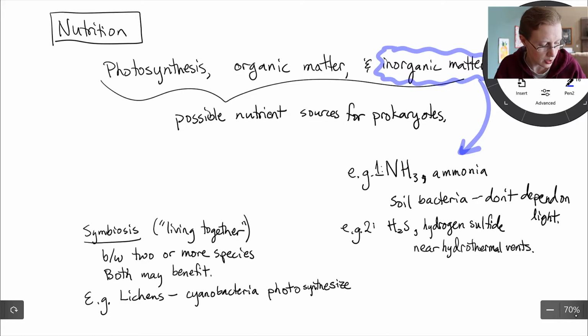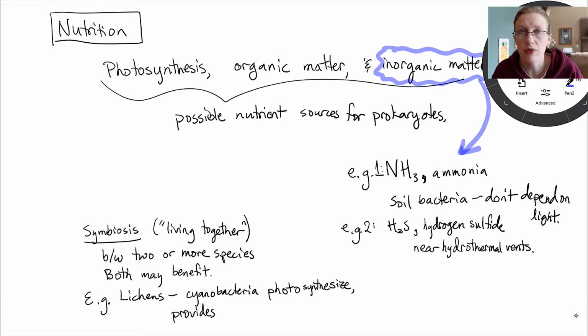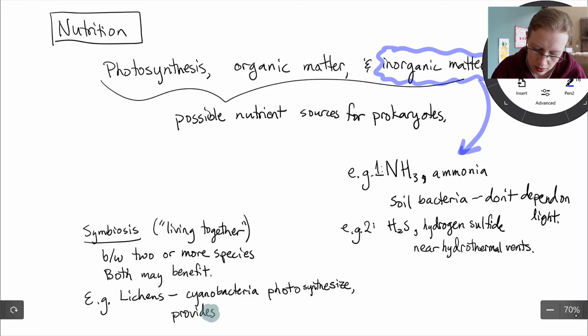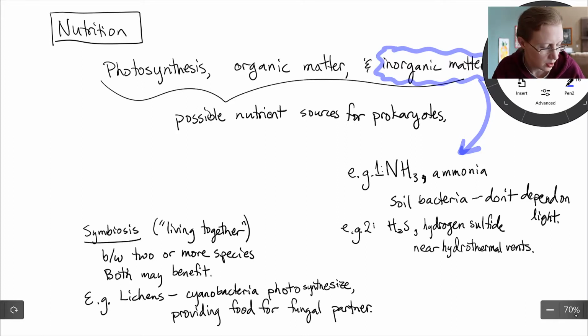The bacteria photosynthesize, and what that does is provide food for the fungus cell. The fungus cannot photosynthesize, so instead the bacteria provides some energy for it, providing food for the fungal partner. There are many other examples of symbiosis, but that's just one to give an idea, something that's hopefully familiar, seeing lichens on rocks before.